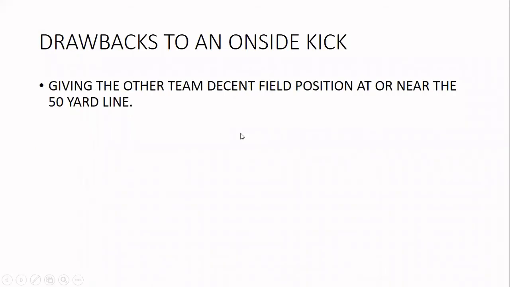Here are some drawbacks to an onside kick. Giving the other team decent field position at or near the 50-yard line. We pride ourselves definitely on playing tough physical defense, but it does give the team half the field to go as opposed to the full field. So that is definitely a drawback. But we pride ourselves on playing tough physical defense, and that our defense can overcome the challenge of stopping the offense when they have a short field.